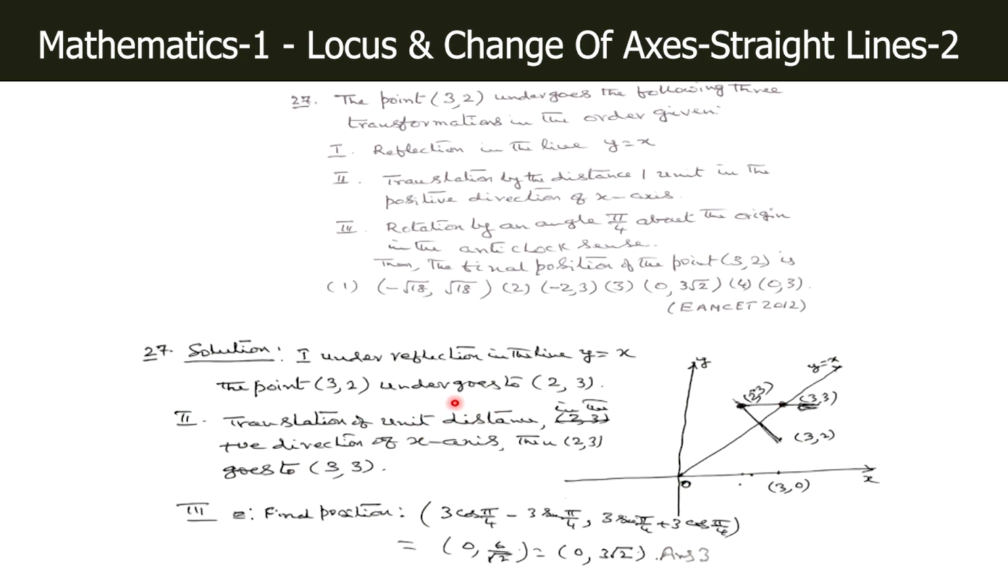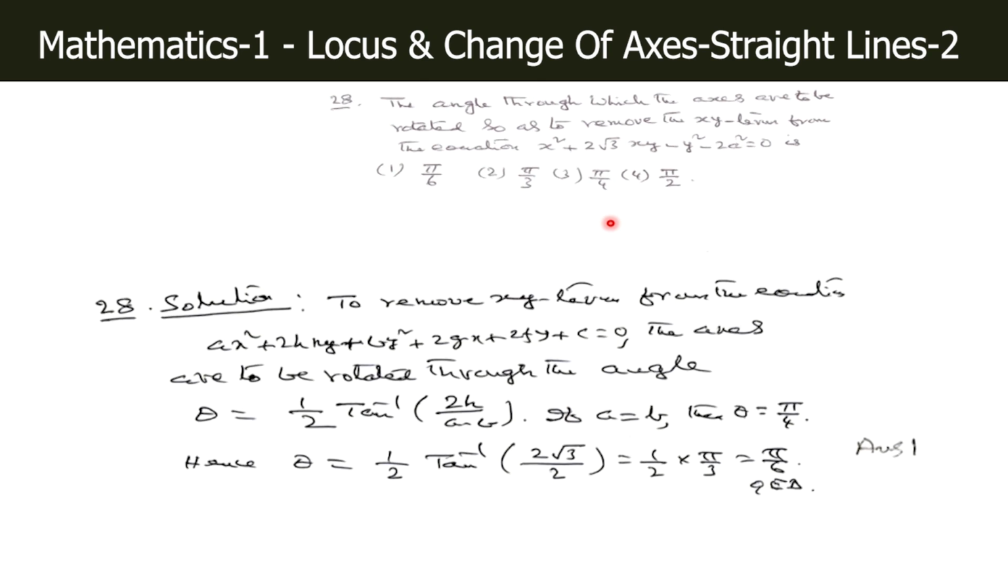So for the final position, the axes are rotated through pi by 4 in the positive direction, that means anti-clockwise sense. So the final position of the point (3, 3) is (3 cos pi by 4 minus 3 sin pi by 4, 3 sin pi by 4 plus 3 cos pi by 4), which is nothing but (0, 6 by root 2), or (0, 3 root 2). The answer is 3.